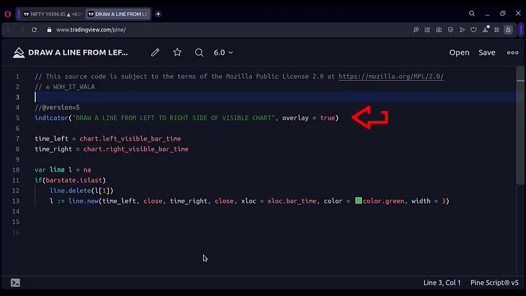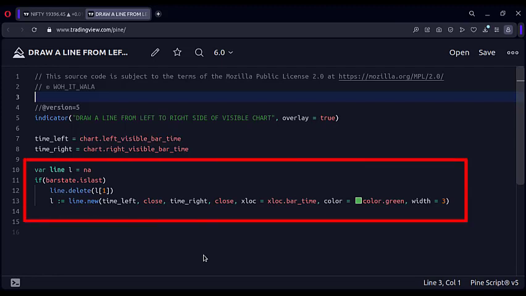This is an indicator function with the name "Draw a line from the left to the right side of the visible chart". Then I used two inbuilt variables called chart.left_visible_bar_time and chart.right_visible_bar_time. These two variables provide us with the time of the leftmost and rightmost candles on the visible chart in front of us. Then using these two variables as coordinates, I have drawn a line. Here, the xloc attribute is set to xloc.bar_time.